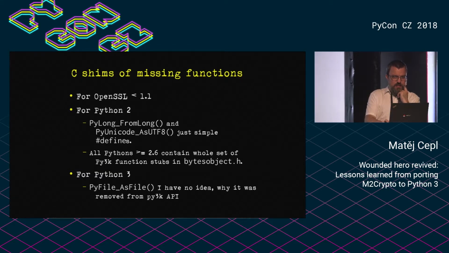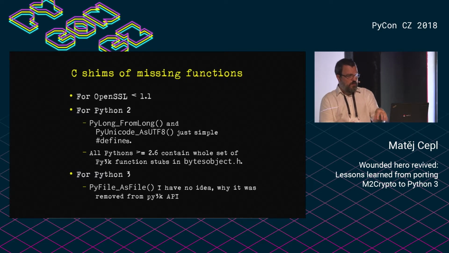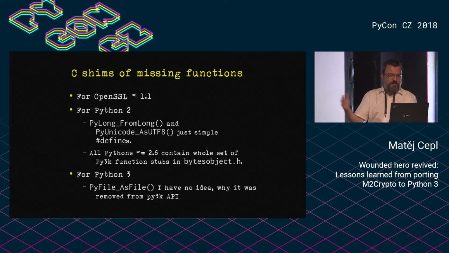So that's basically what I am saying, and there are some examples. Python 2 doesn't have PyLong from long, or Unicode as UTF-8, so I made my own versions and used them. I found that there is actually support for bytes objects and text objects deep hidden in Python 2 since Python 2.6 on the C level, so you can use it and you don't have to write your own versions of that.